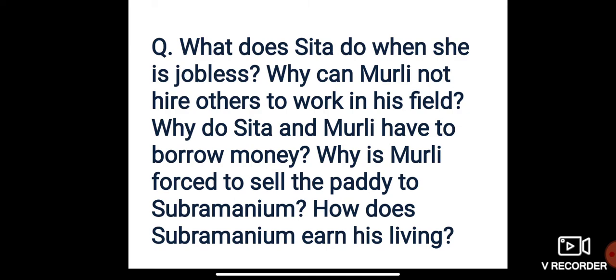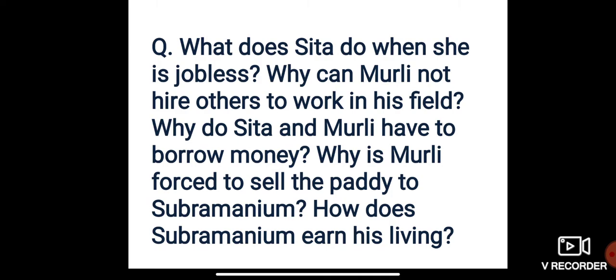Means she does not have any land which belongs to her. So she works on Subramanian's land. She is an agricultural laborer who does not have a permanent job. So Sita does not have a permanent job, and she is jobless after the harvest is over. Hence, after the harvest season is over, she starts making baskets and mats from bamboo, as we have learned.